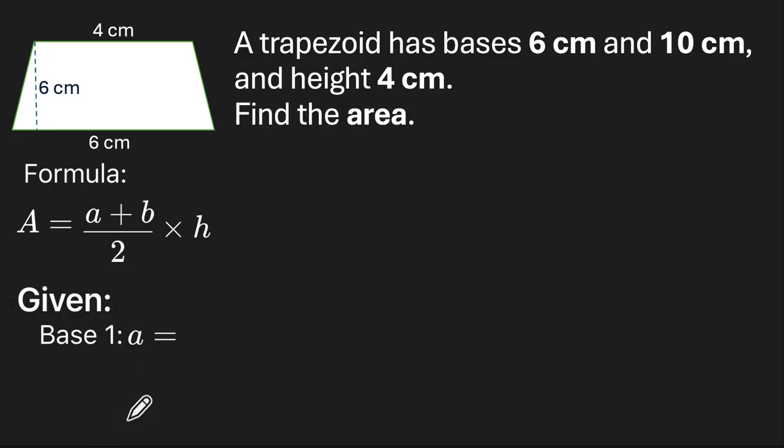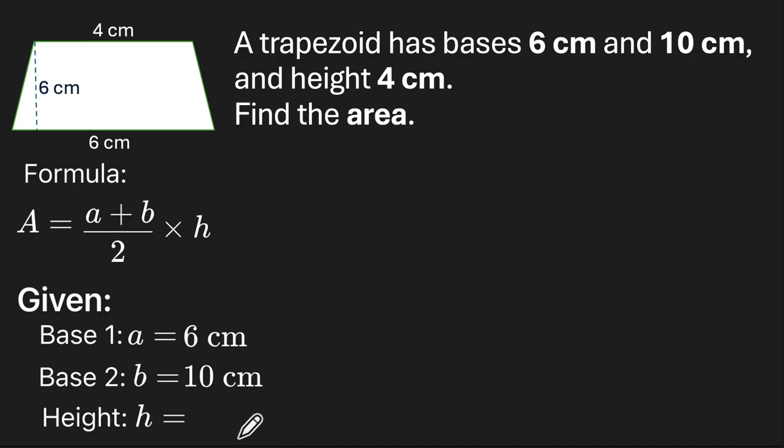The base one would be the a. The shorter base is 6 centimeters. The longer base is 10 centimeters. Now, we're going to find the height. I mean, the height would be 4 centimeters. For our solution, we have to substitute the bases.